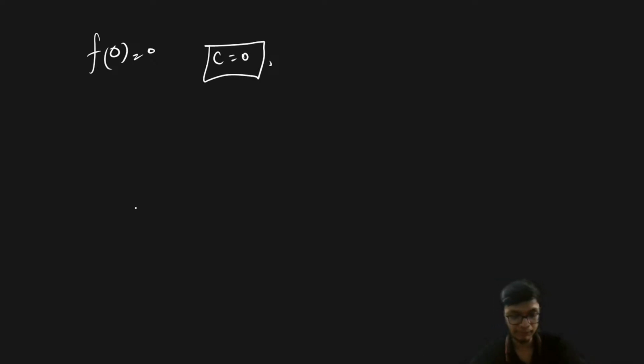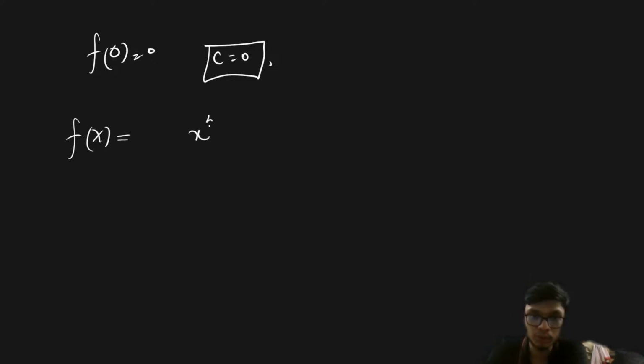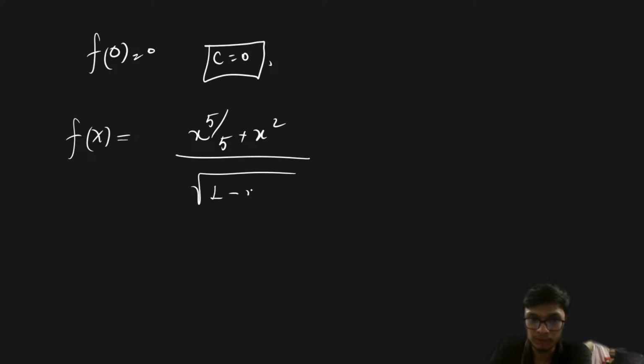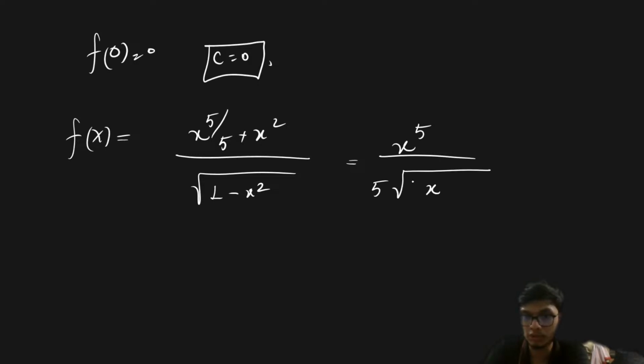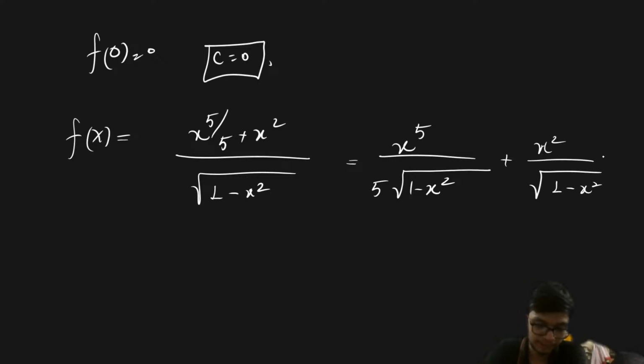So therefore the solution of the differential equation, that is f of x, is equal to x to the power 5 by 5 plus x square divided by square root of 1 minus x square, which can also be written as x to the power 5 by 5 times square root of 1 minus x square plus x square by square root of 1 minus x square, right?